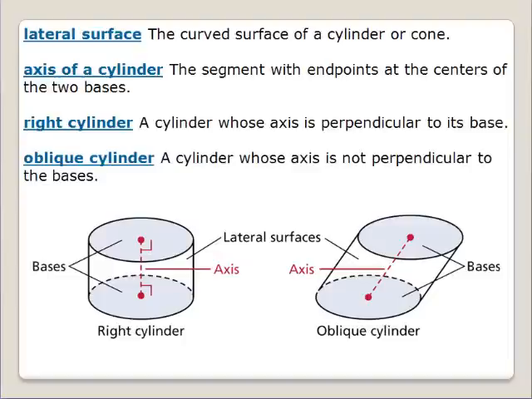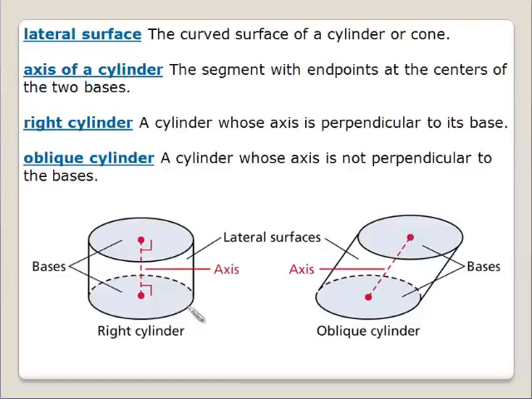Okay, now we're going to cover the vocabulary for cylinders. We have the lateral surface, which is the curved surface of the cylinder or cone. Okay, so lateral is everything around. Remember, lateral means not the bases. Okay, so everything that's not a base.